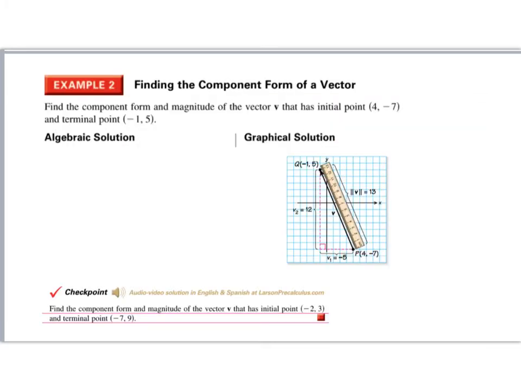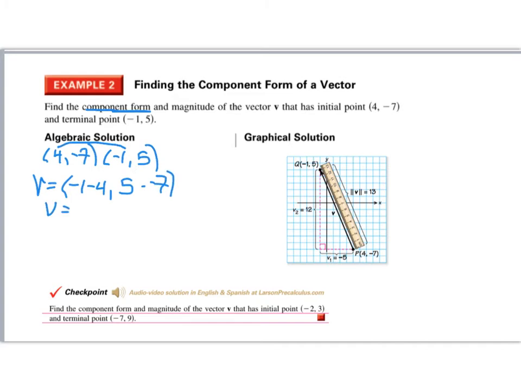So let's move on to the next. The first thing we're going to do is find our actual vector. Our initial point is at (4, -7), and our terminal point is (-1, 5). To find our component form, all we have to do is go v equals, and remember we go -1 minus 4, this one minus that one, and 5 minus -7. So our component form would be <-5, 12>. So look, -5 and up 12.